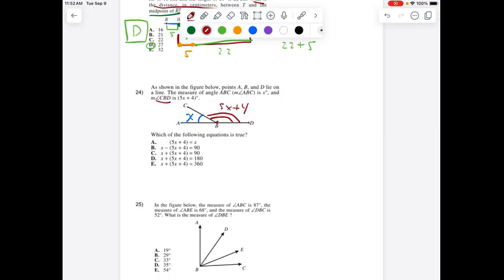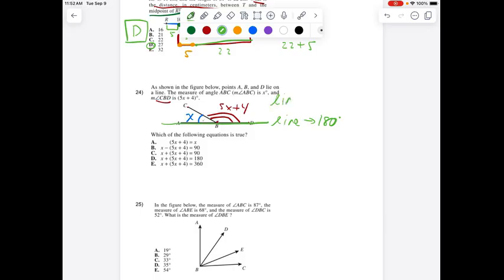The key to this question is not completely solving, it's just asking which equation is true. And here's what I notice. ABD is a straight line. And straight lines are automatically 180 degrees. So these two angles together form a straight line.